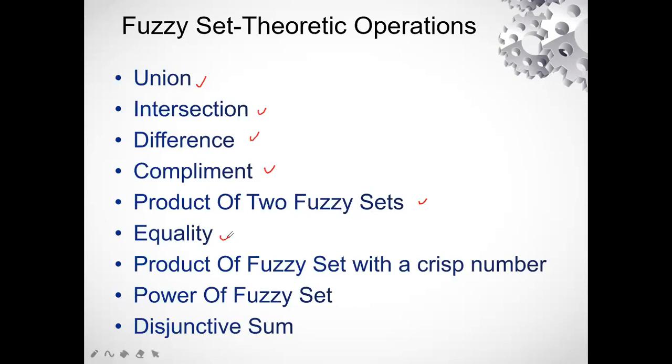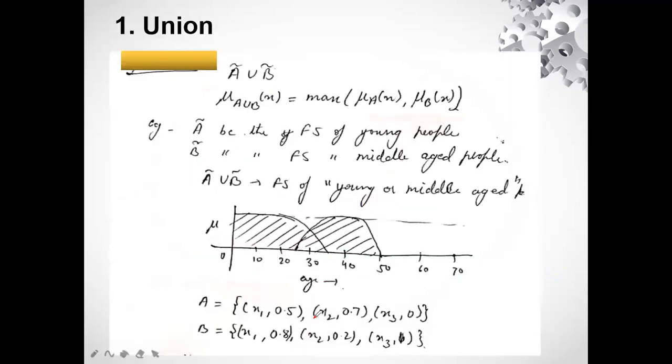Then we are going to see equality. Next one, the product of a fuzzy set and a crisp number. That means we are going to multiply the fuzzy set with a crisp number, rather than multiplying two crisp numbers or two fuzzy sets. Here we are doing the combination of both. Next is the power of a fuzzy set, and lastly we have the disjunctive sum. Now see, these operations we are going to see in the present lecture. First we are going to move to the union.